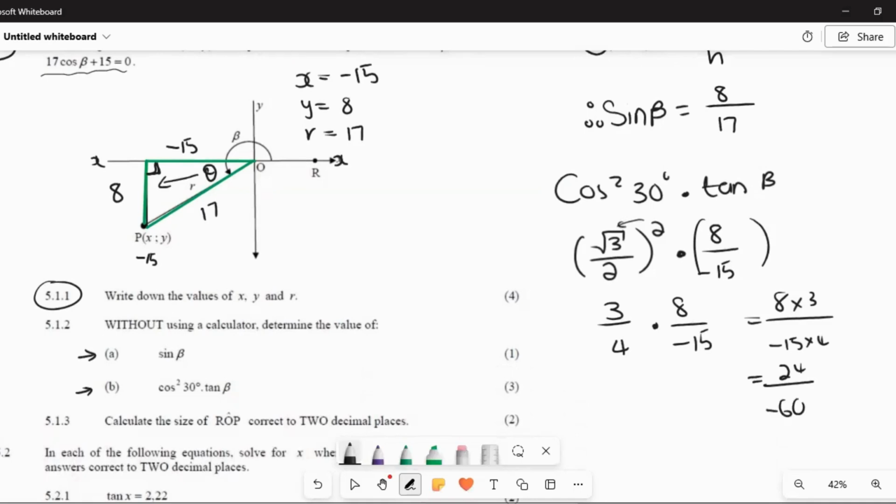Yes, -60. And then from there, I think it would want us to simplify it. At that point, you can quickly use a calculator for simplification. It gives you 24 over -60. In simple terms, you're going to have -2 over 5. Okay, so that's how we go about it.